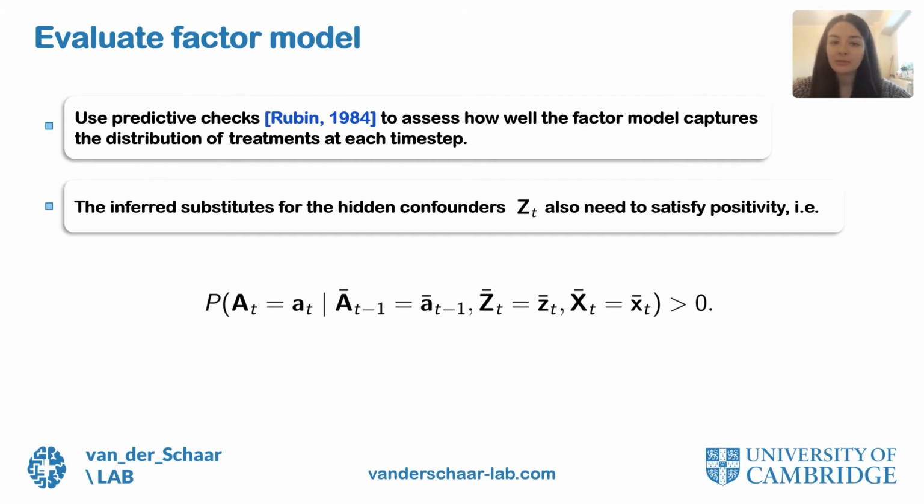This condition can be tested by extending predictive model checking to the time series setting. So we can compute p-values over time to evaluate how similar the distribution of the treatments learned by the factor model is with the distribution of the treatments in a validation set of patients. Moreover, it is also needed that the substitutes for the hidden confounder z_t satisfy positivity, and this condition can also be tested.